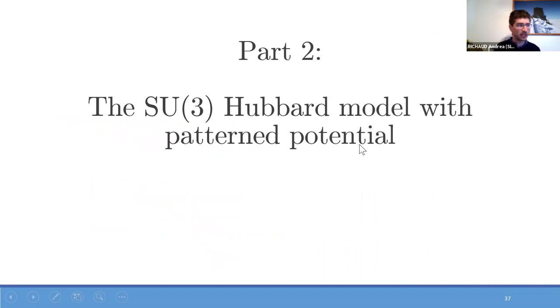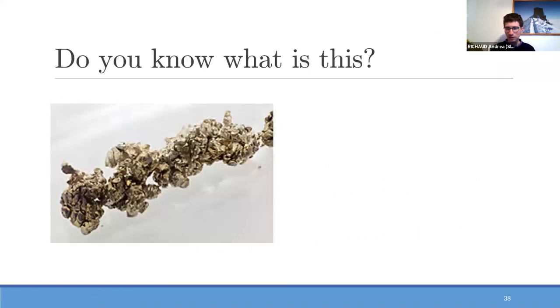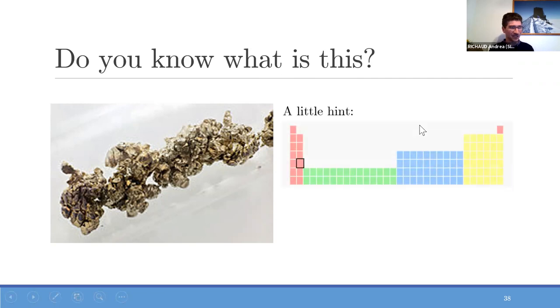Okay, now let's move to a second part, which is more based on ultra-cold atoms. And I will talk about an SU(3) Hubbard model with patterned potential. So do you know what this is? Any idea about it? Pierre, Angelo, Adriano?